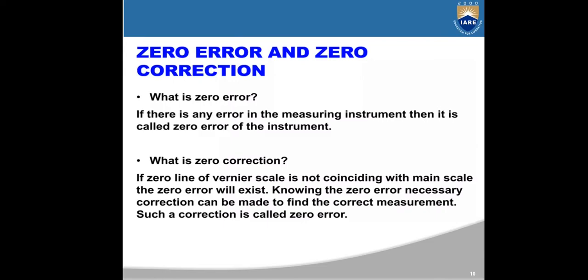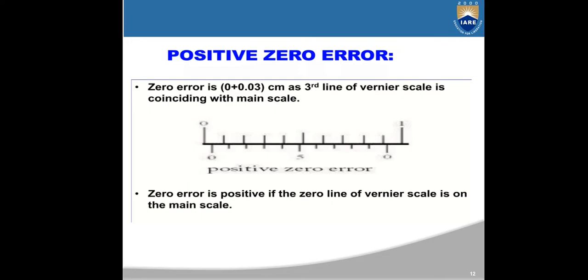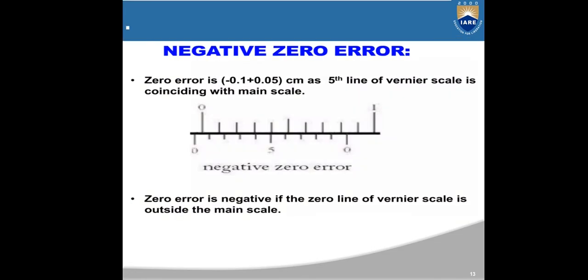Zero error and zero correction. If there is any error in a measuring instrument, then it is called zero error of the instrument. Positive zero error. Zero error is 0 plus 0.03 centimeter as the third line of the vernier scale coincides with the main scale. Zero error is positive if the zero line of the vernier is on the main scale. Negative zero error. Zero error is minus 0.1 plus 0.05 centimeter as the fifth line of the vernier scale coincides with the main scale. Zero error is negative if the zero line of the vernier scale is outside the main scale.